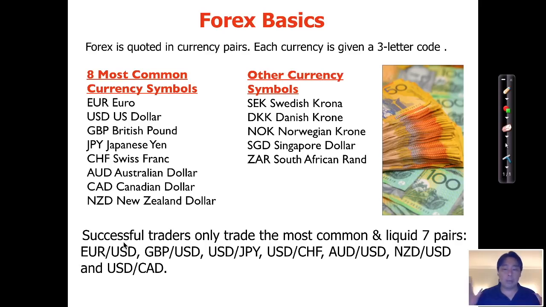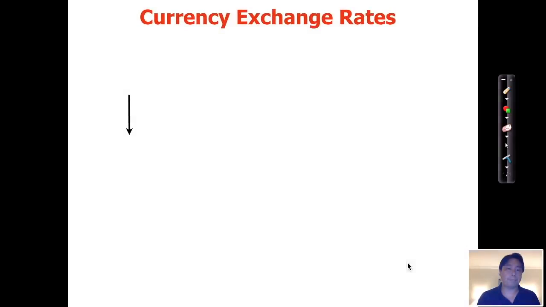So what are the 7 most common pairs? You've got the Euro USD, or you call it the Euro dollar. We've got the pound dollar. We've got the dollar yen, which is US dollar versus Japanese yen. Dollar franc. We have the Aussie dollar, New Zealand dollar, and the dollar CAD. So these are the 7 most common pairs.